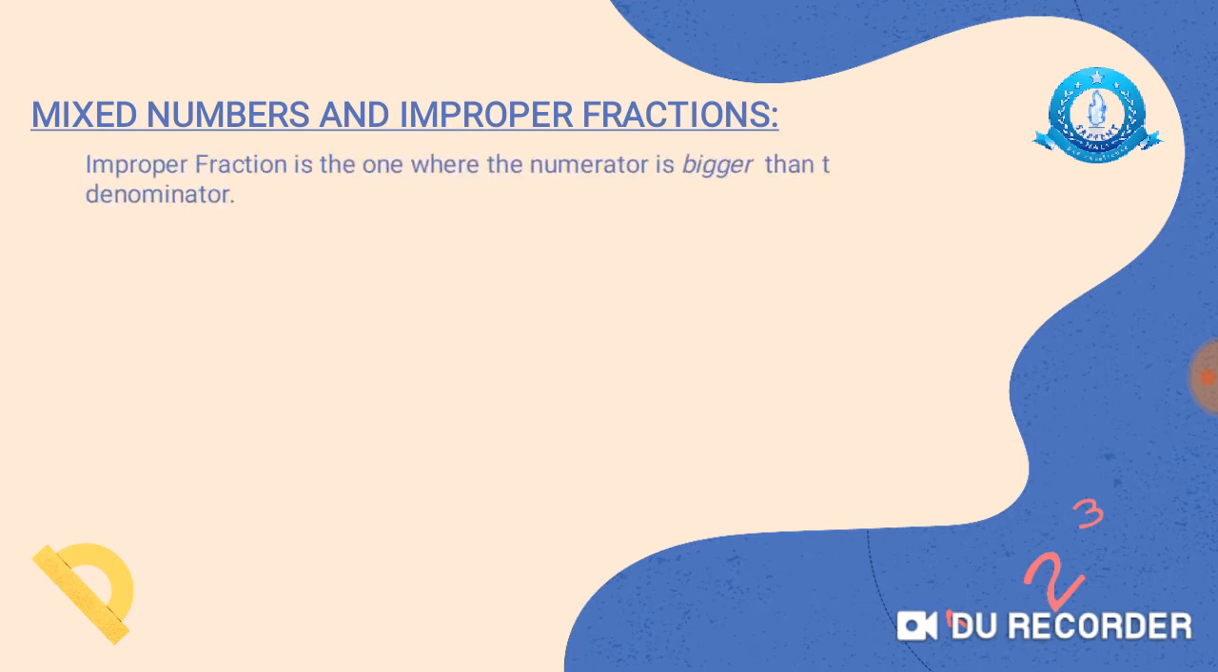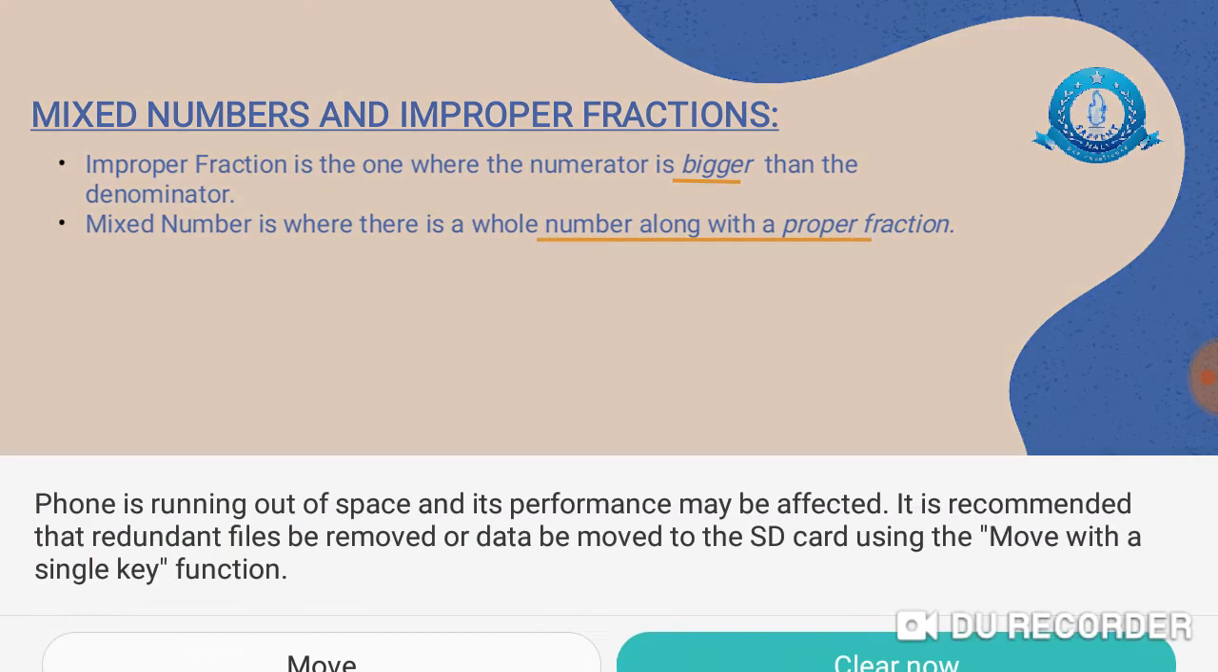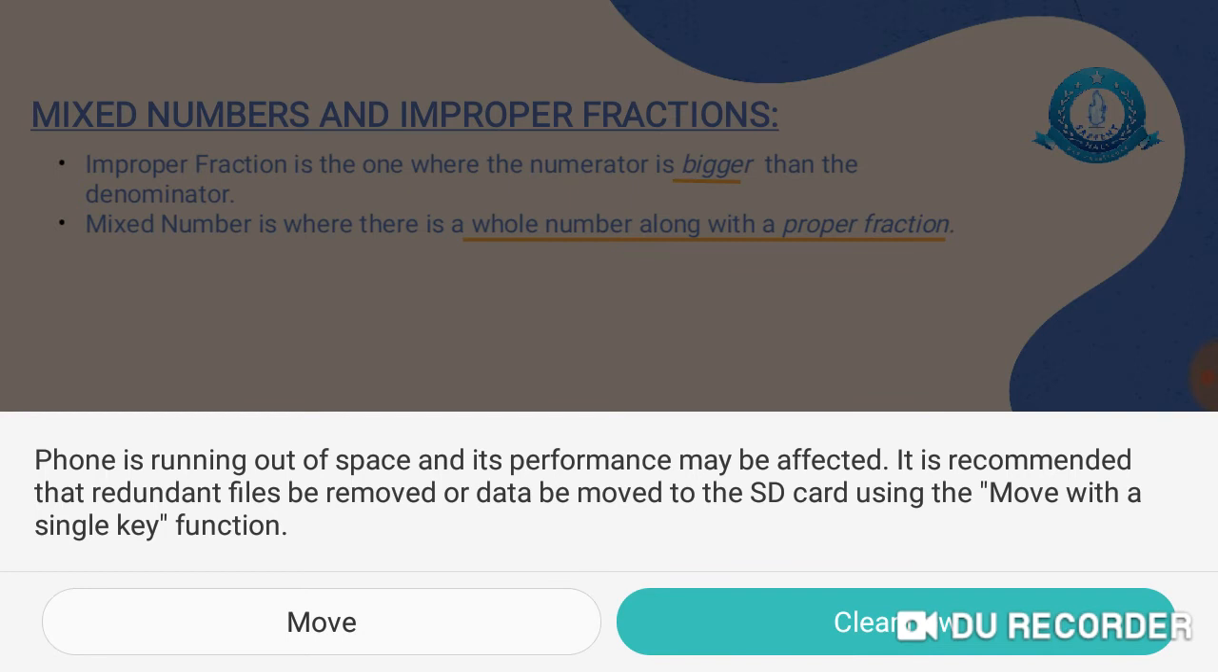Mixed numbers and improper fractions. Improper fractions, as previously discussed, are where the numerator is bigger than the denominator. In such a case, because the format is not proper, we often are required to change them into mixed numbers. Mixed numbers is where there is a whole number along with a proper fraction.